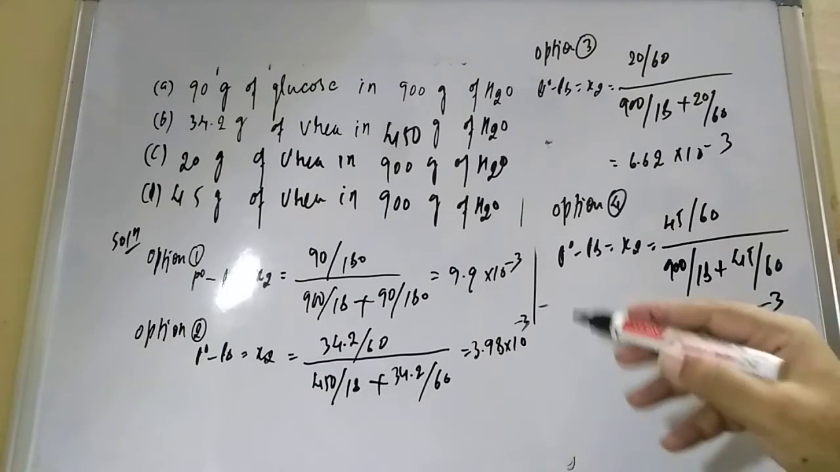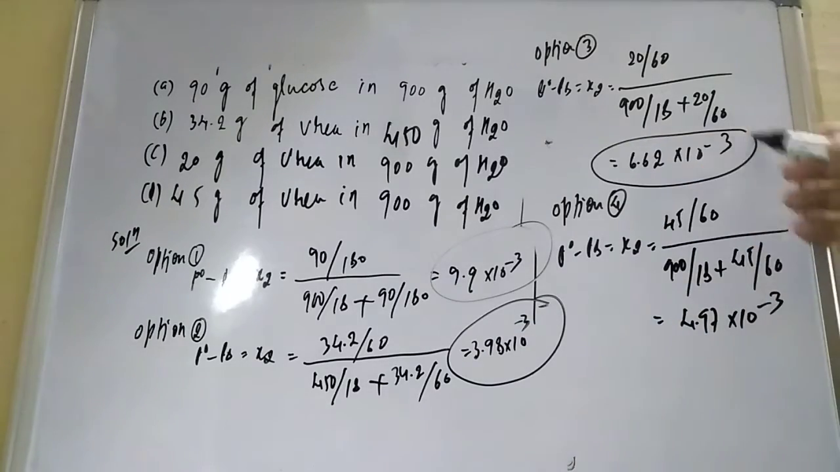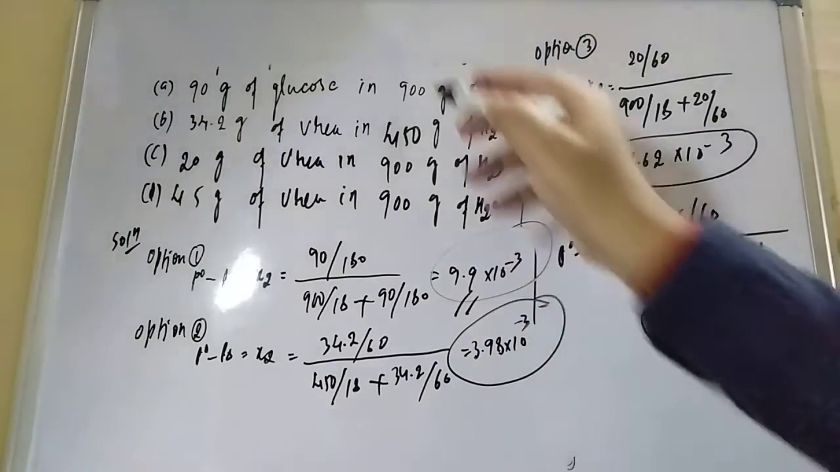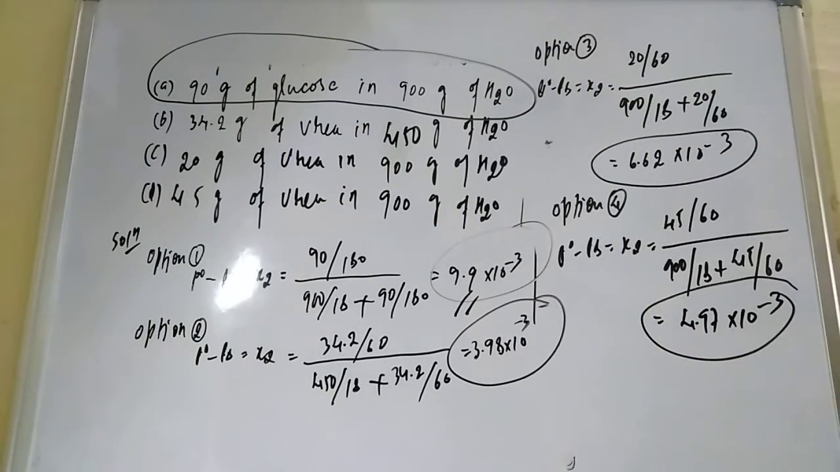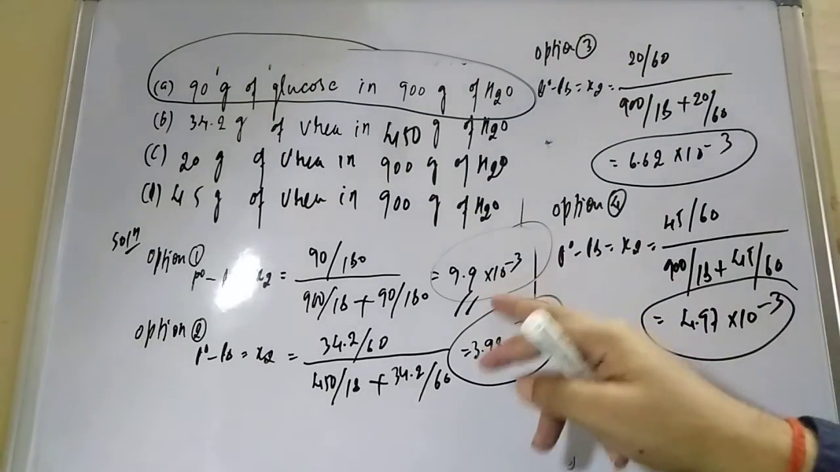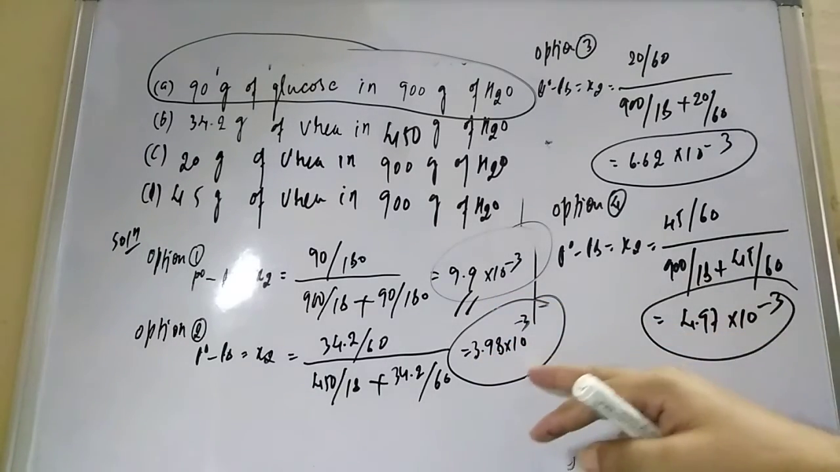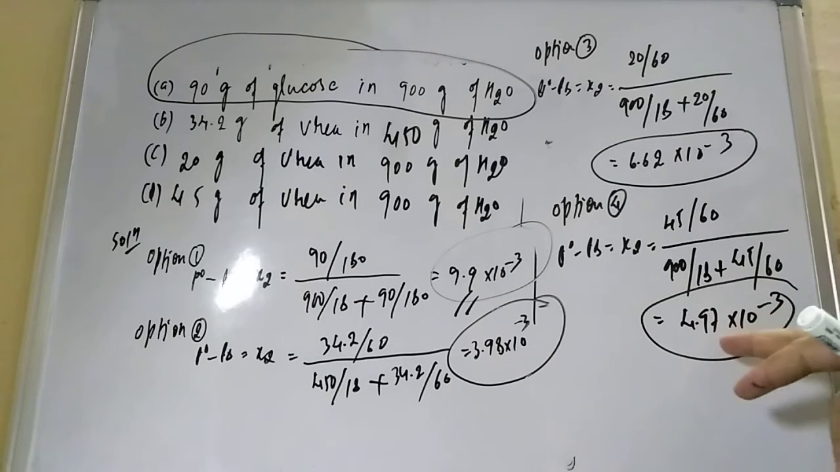Now you match these options, option number 1, option 2, option 3 and option 4. Which is having more value? Option number 1. So the correct option will be option number 1. The more relative lowering of vapor pressure, the greater the mole fraction. So that is 9.9 compared to 3.9 compared to 6.6 compared to 4.9, because the power is already equal.